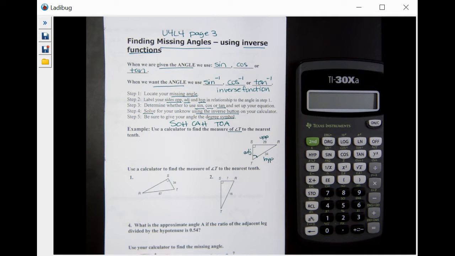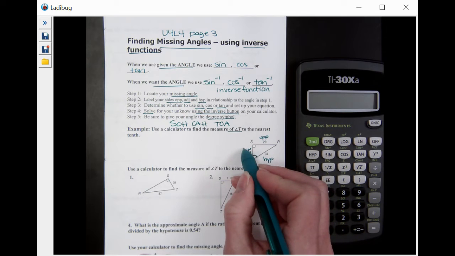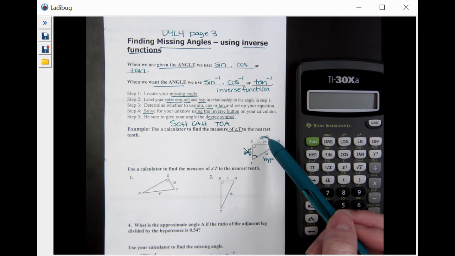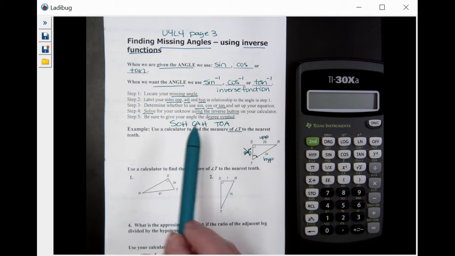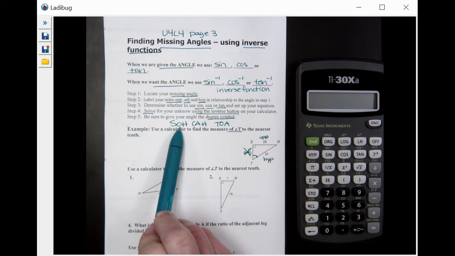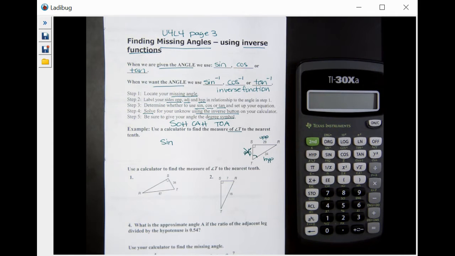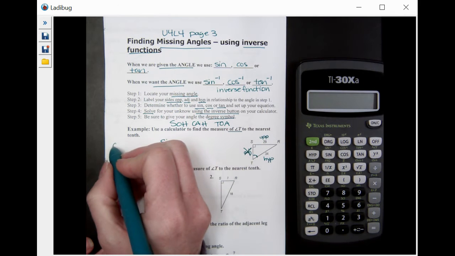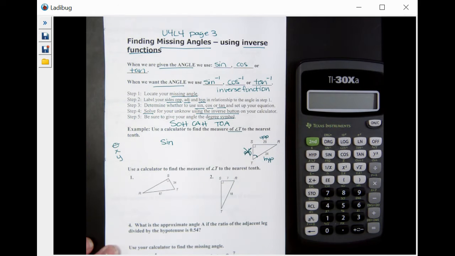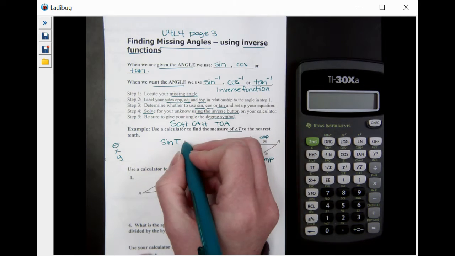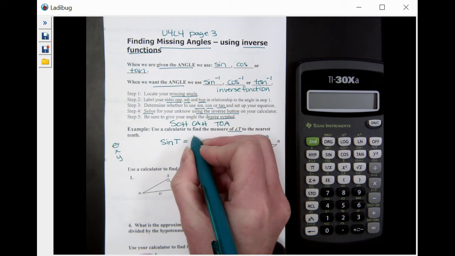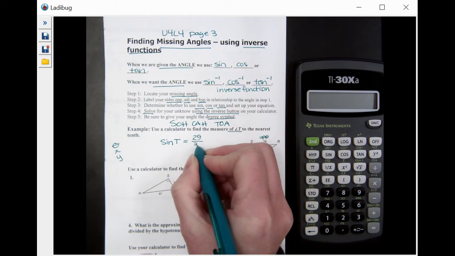So step 3, it looks like I don't know the adjacent side. So I want a trig function that uses opposite and hypotenuse. So opposite and hypotenuse is my sine function. So let's write sine. Now this is where I need a variable. You can use t, you can use theta, you can use x, you can use y. You can really use anything that you would like for your variable. I'm just going to use t for right now since that's the angle I'm trying to find. And the sine of t is equal to the opposite, which is 29, over the adjacent, which is 34.